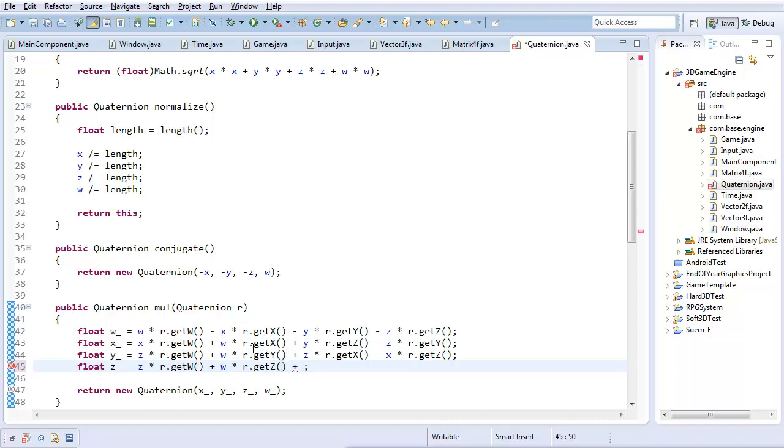Don't worry. See, there's a pattern to it, so it should be okay now. For y, this should be y, shouldn't it? Yes. See, I arranged this in a pattern, so... Anyways. This should be z, right? Yes. Maybe? Come on. X. No, this should be x, yeah. X times r dot get y minus y times r dot get x.